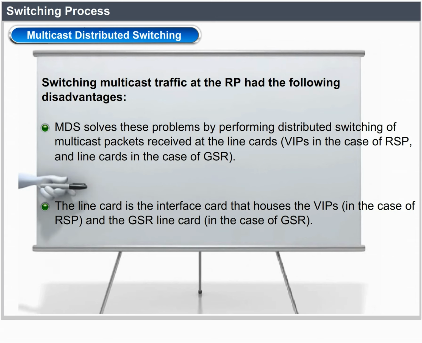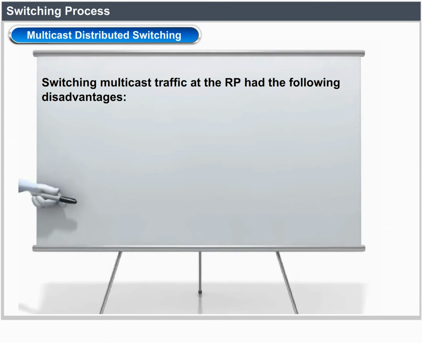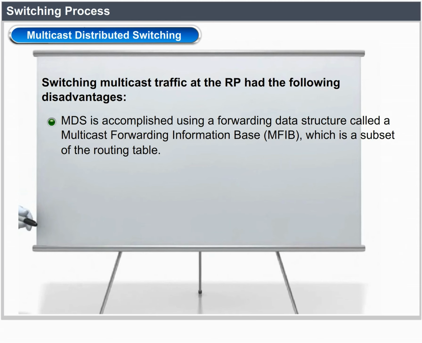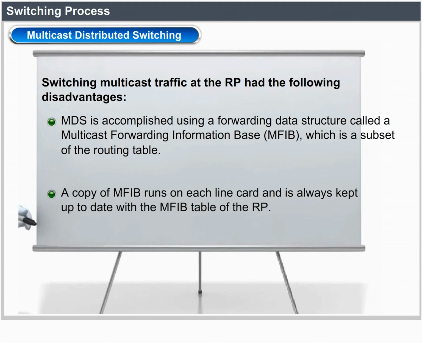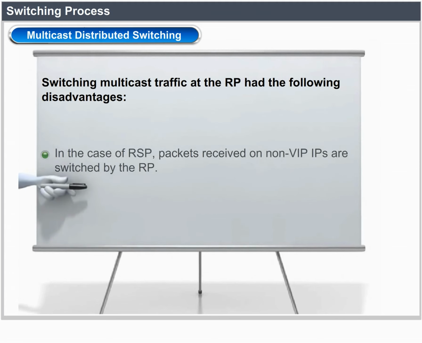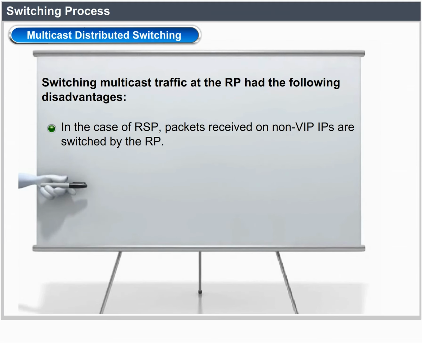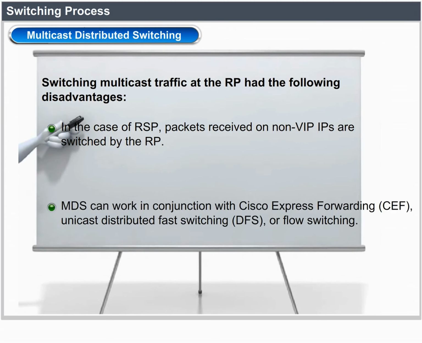MDS is accomplished using a forwarding data structure called a multicast forwarding information base or MFIB, which is a subset of the routing table. A copy of the MFIB runs on each line card and is always kept up to date with the MFIB table of the RP. In the case of RSP, packets received on non-VIP interfaces are switched by the RP. MDS can work in conjunction with Cisco Express Forwarding or CEF, Unicast Distributed Fast Switching or DFS, or Flow Switching.